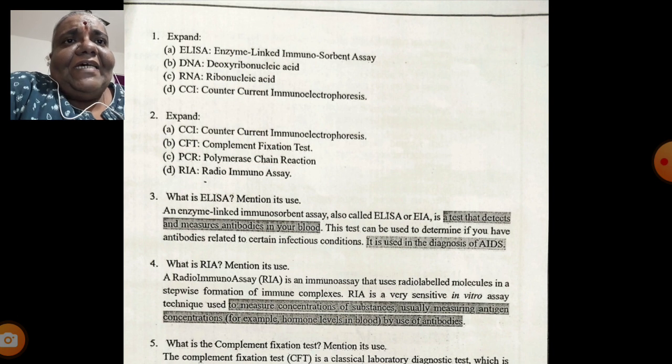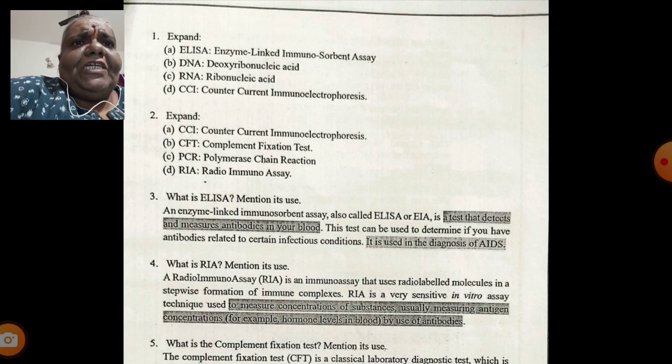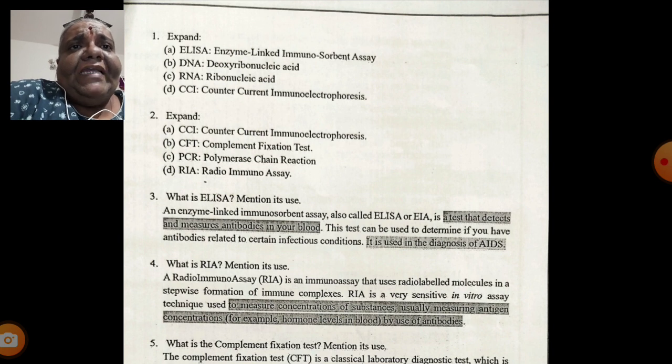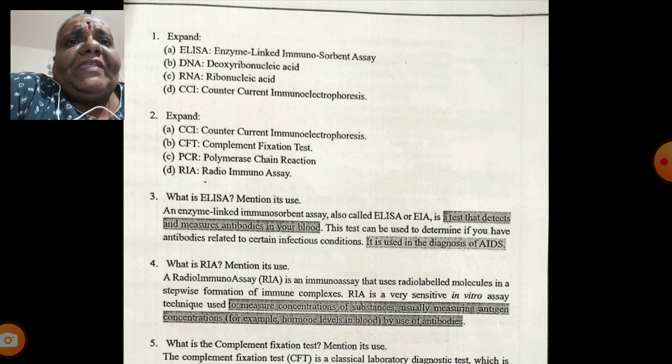A, ELISA, E-L-I-S-A. B, DNA. C, RNA. D, CCI. For your examination, any 4 epithets can be given for expansion and asked for 2 marks, carrying half a mark each for the correct answer. Or if the paper needs to be simplified, any 2 epithets can be given, but here we shall consider 4 epithets. In this question, the first epithet is ELISA.